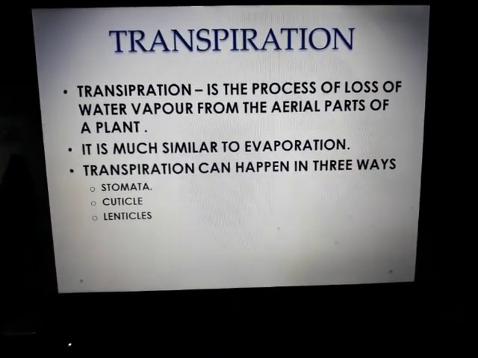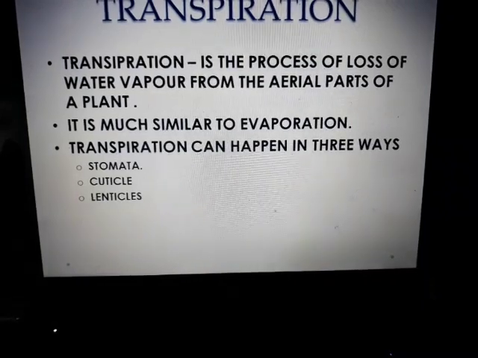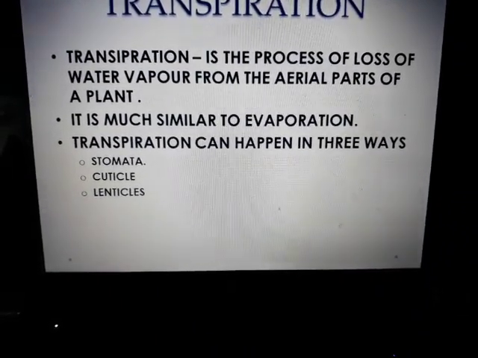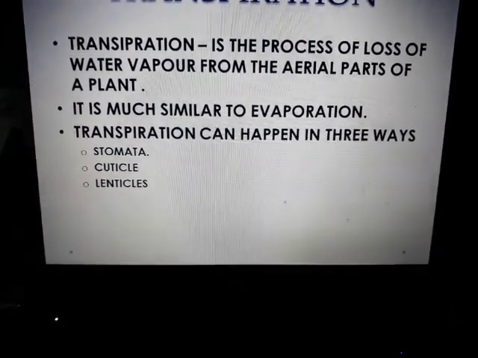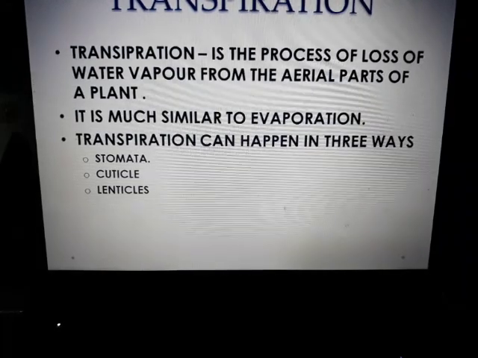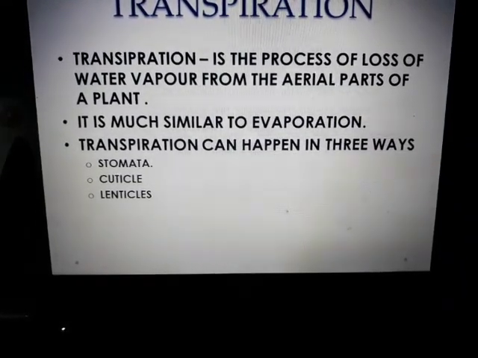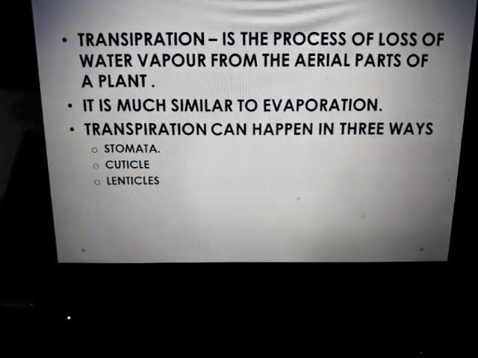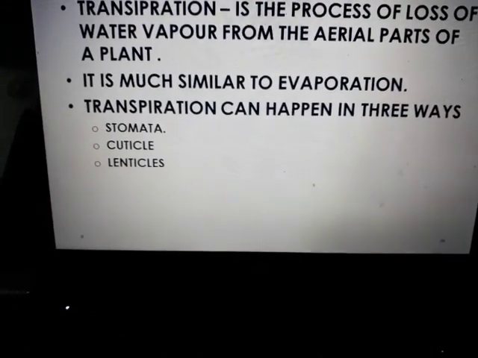Next, last but not the least topic is transpiration. We all know what is transpiration. It is a process of loss of water vapor from the aerial parts of the plant. It is much similar to evaporation. When we see that the ocean water, the lake water, the sea water gets evaporated to form the water cycle, to form the clouds. Transpiration here can happen in three ways in the plants.